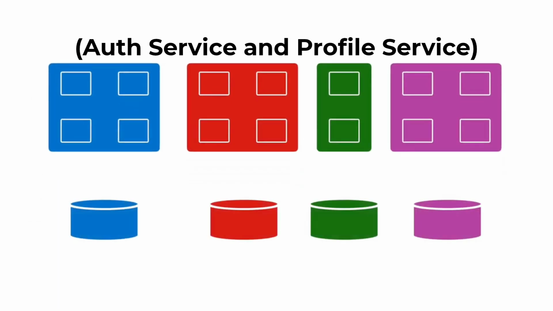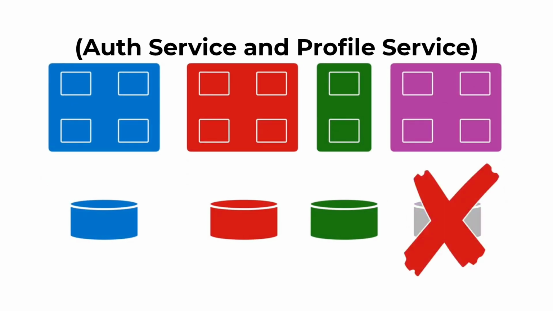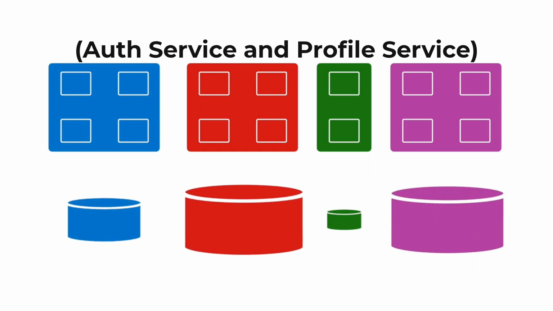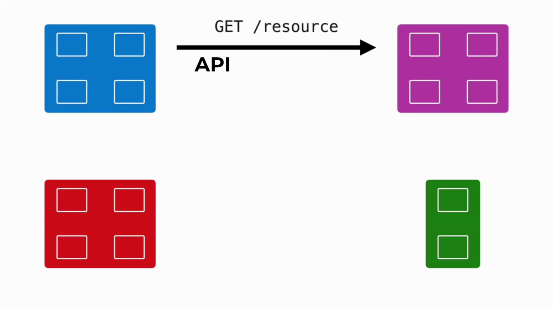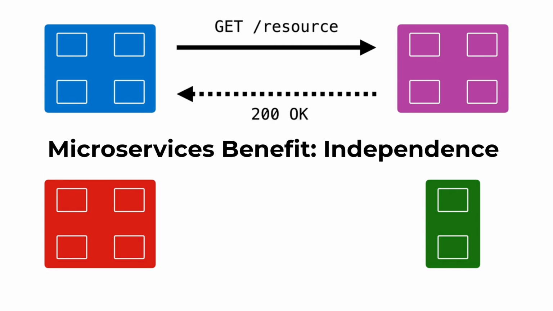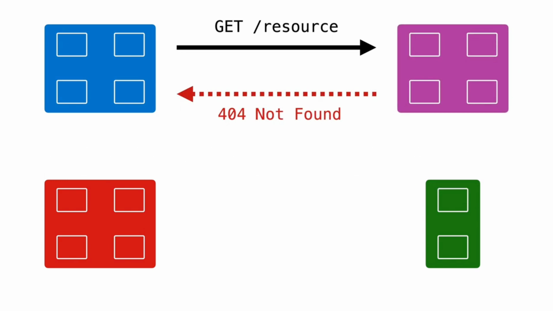The login service only knows about login data. The profile service only knows about user details. They talk to each other over the network, usually using HTTP or a message queue. The core benefit? Independence. You update the auth service without touching the profile service. The downside? That network call introduces complexity, failure points, and, crucially, latency.